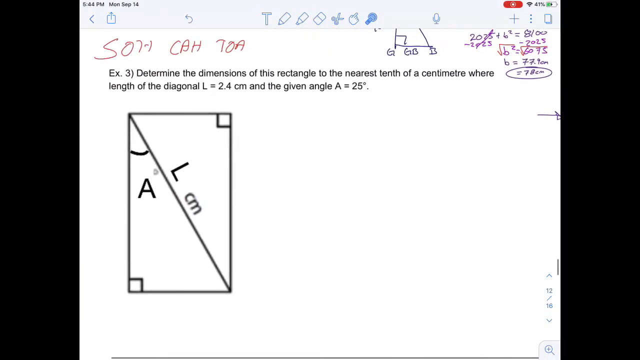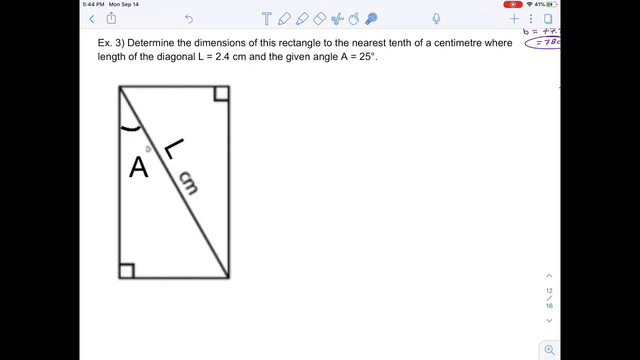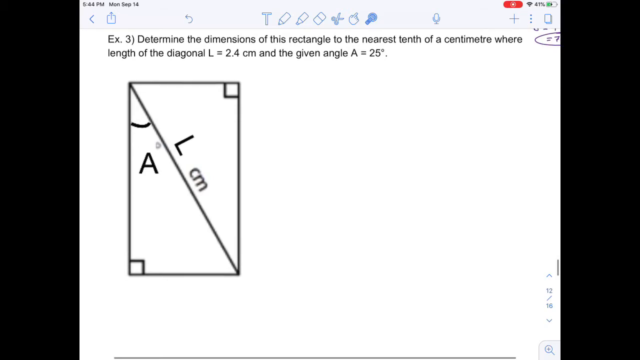So let's look at this guy here. Determine the dimensions of this rectangle to the nearest tenth of a centimeter, where the length of the diagonal, L, equals 2.4 centimeters, and the given angle A is 25 degrees. So let's write that all out here. Let's make this look a little nicer. This is 25 degrees, and L equals 2.4.